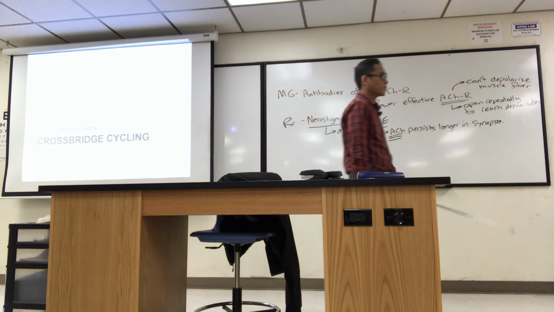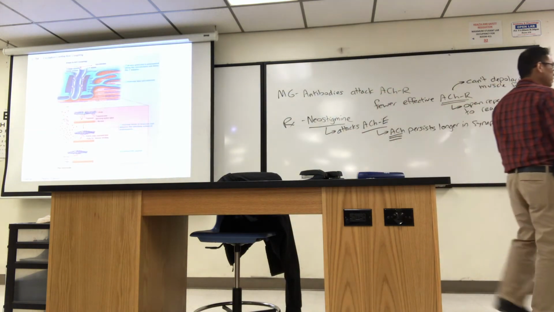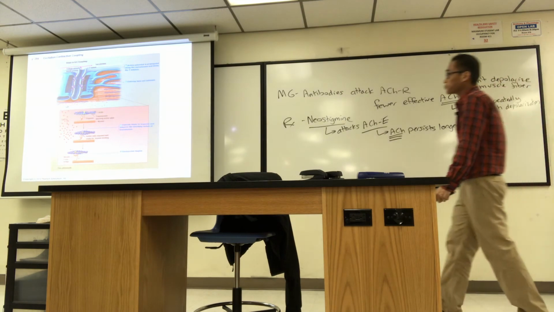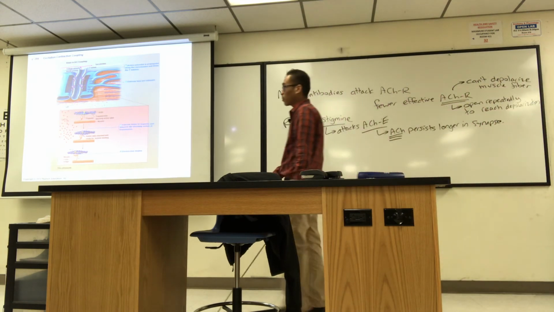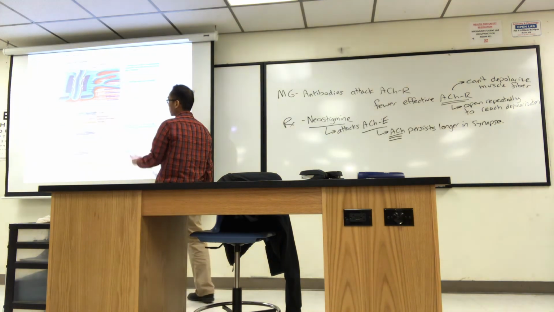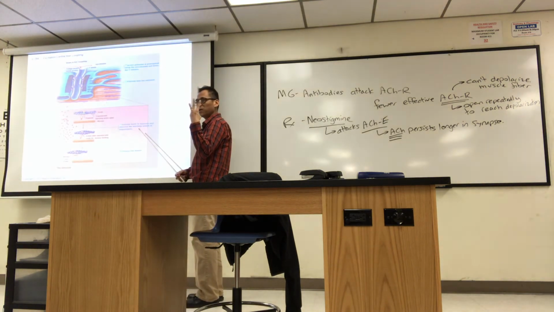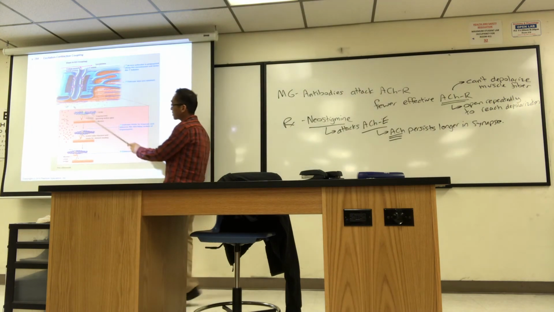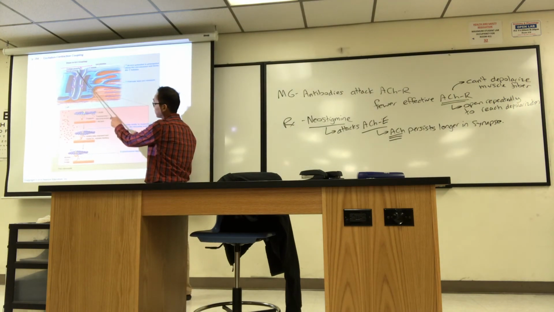All right, so let's get to the crossbridge cycling. I mentioned this before, we'll see if you remember. I see 1, 2, 3 things. What did we call it? Triad, yeah. And it's the two end sacs with the T-tubule.